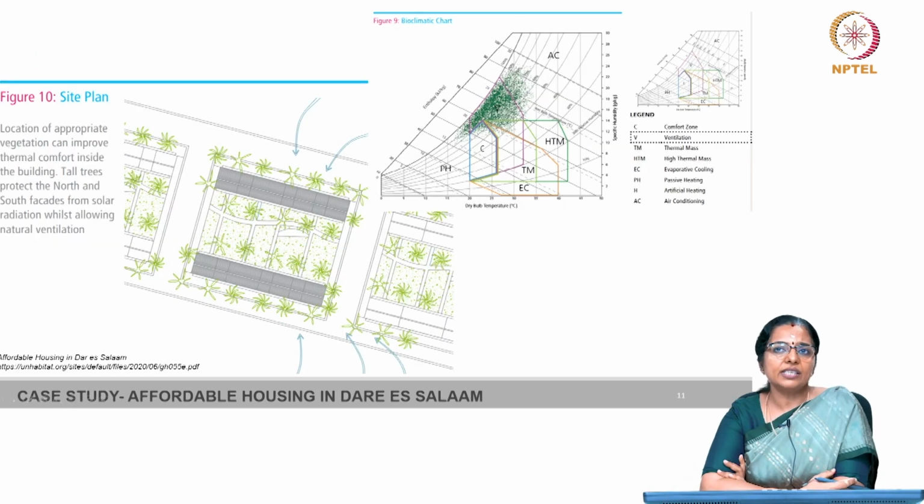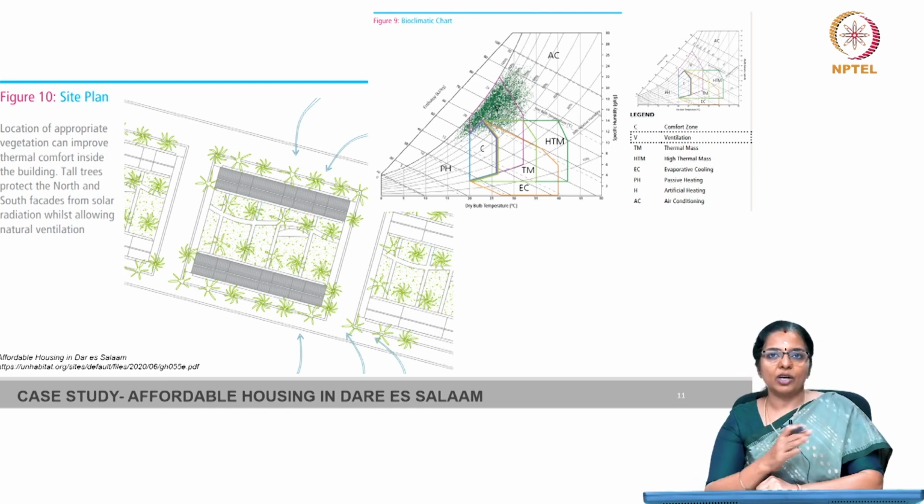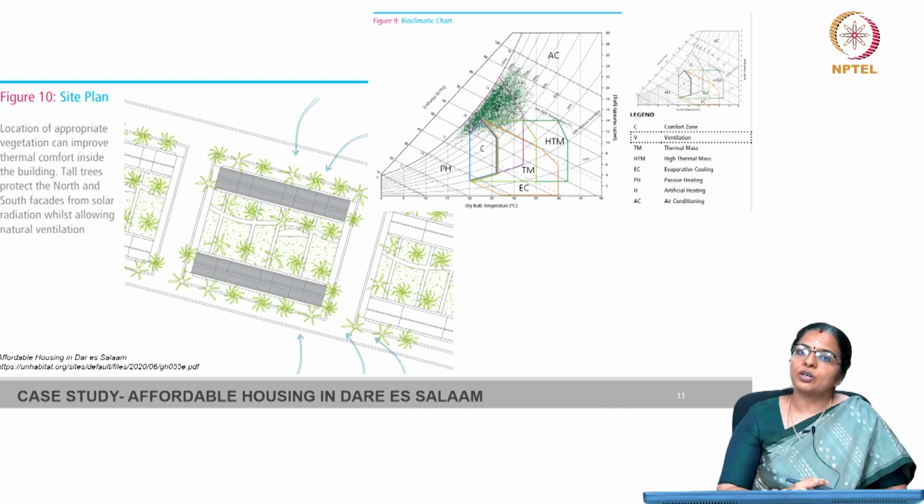So, to enhance indoor thermal comfort, it is recommended to adopt cross ventilation, because in climates where humidity is high and temperature is also very high, the sweat on the body has to be taken away. Otherwise, it causes a lot of discomfort. And one easy way of doing it is through ventilation.